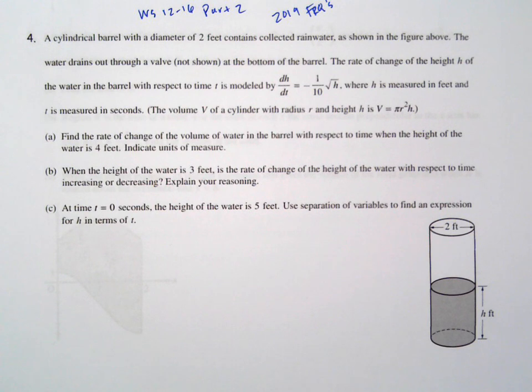A cylindrical barrel with a diameter of 2 feet contains collected rainwater as shown in the figure above. I put it down here. The water drains out through a valve not shown out the bottom of the barrel. The rate of change of the height h of the water in the barrel with respect to time t is modeled by dh/dt = -1/10 square root of h.